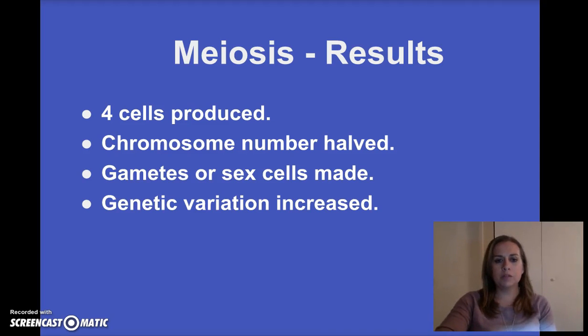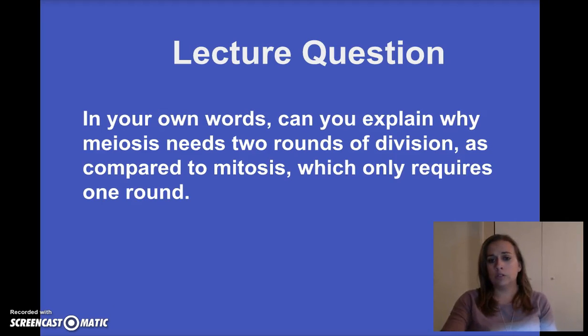So the results of meiosis, again, you have 4 cells produced. The chromosome number is halved, and this is how you're making your gametes or your sex cells, so eggs or sperm. And genetic variation is increased because you are separating the homologous chromosomes randomly, so you could have some from mom and some from dad. You also have crossing over occur, so you're definitely increasing genetic variation.